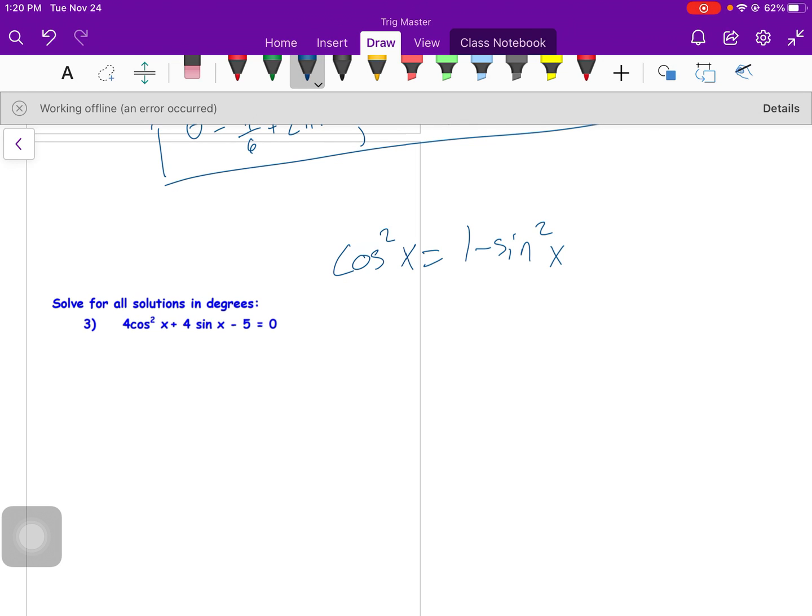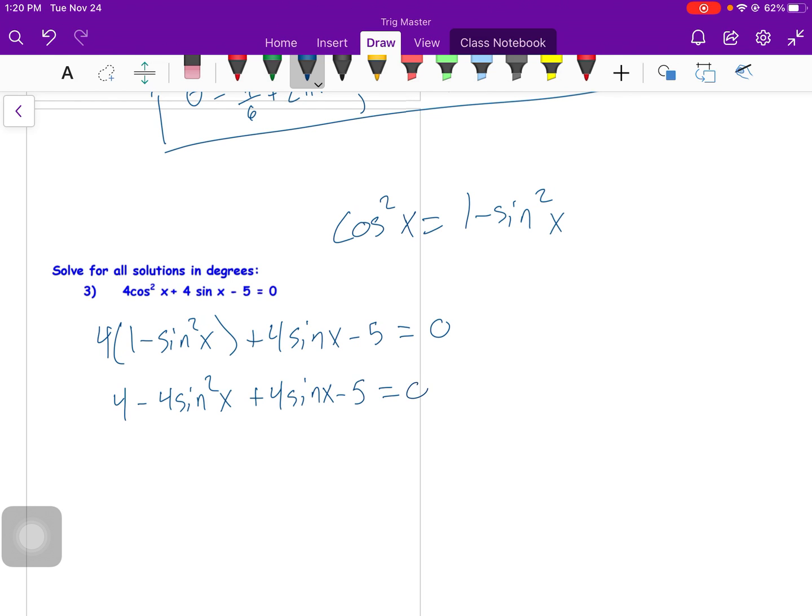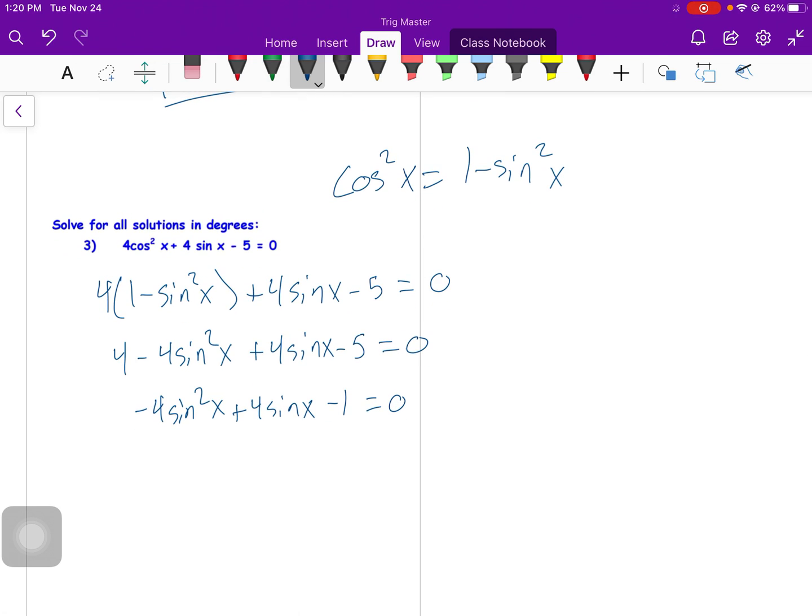It's unfortunate timing for that banner to pop up. So what I have is 4 times 1 minus sine squared x plus 4 sine x minus 5 equals 0. All right, I'm going to distribute that 4. Combine my like terms, it gives me negative 4 sine squared x plus 4 sine x. 4 minus 5 is going to be minus 1 equals 0.